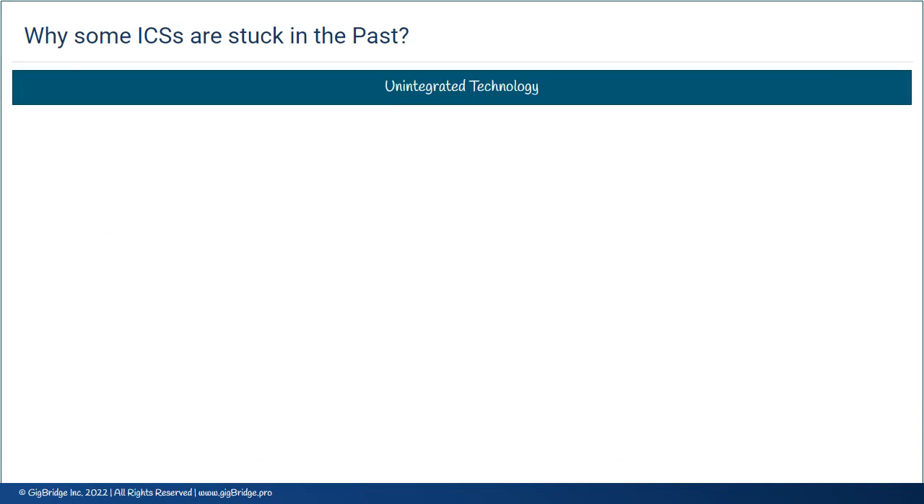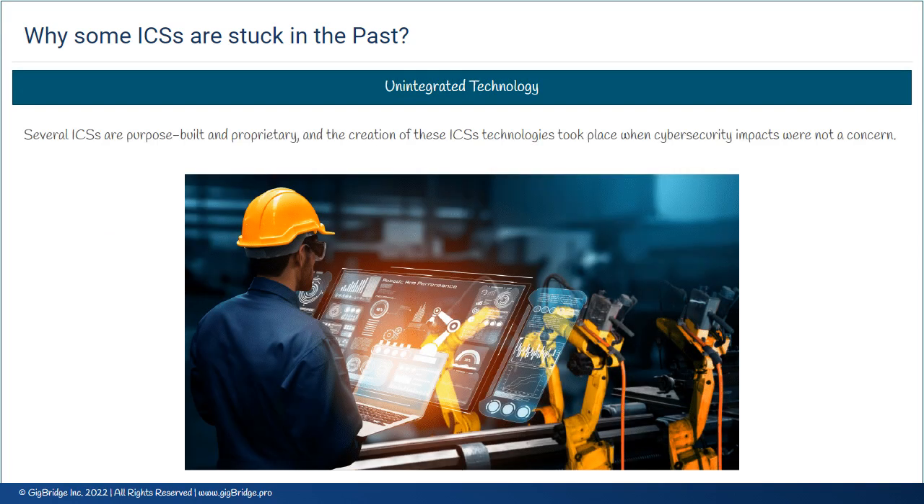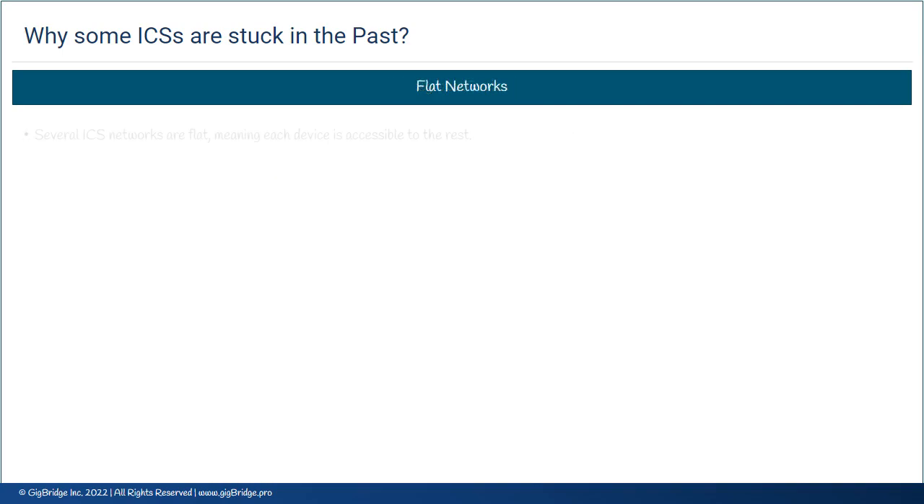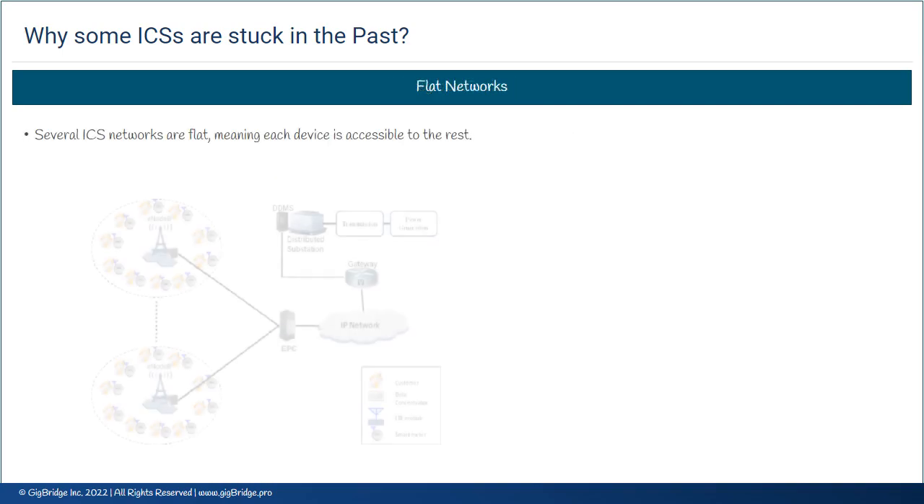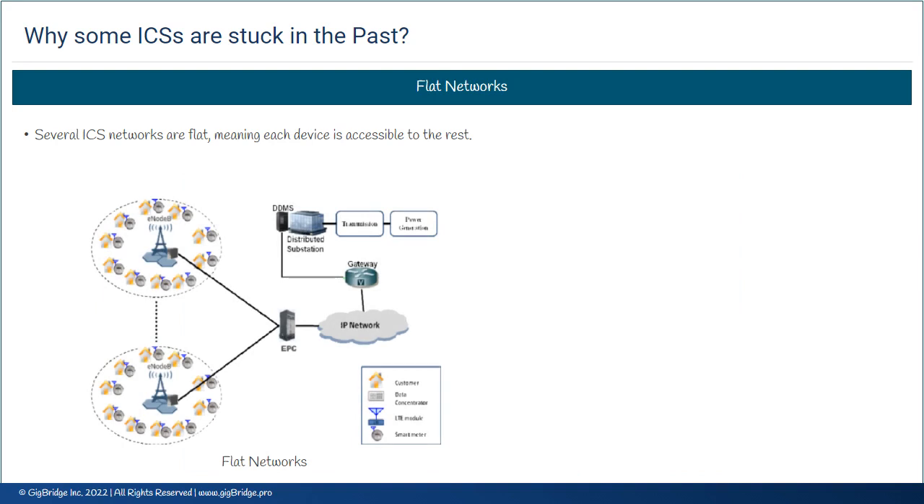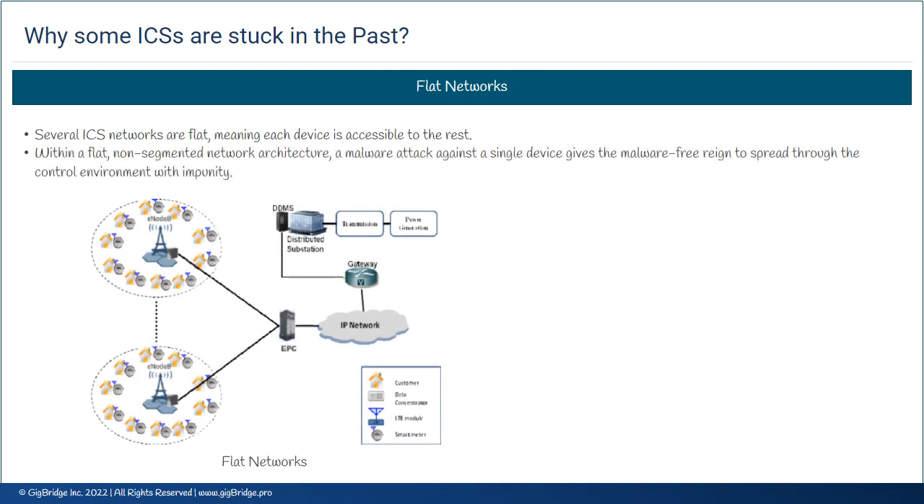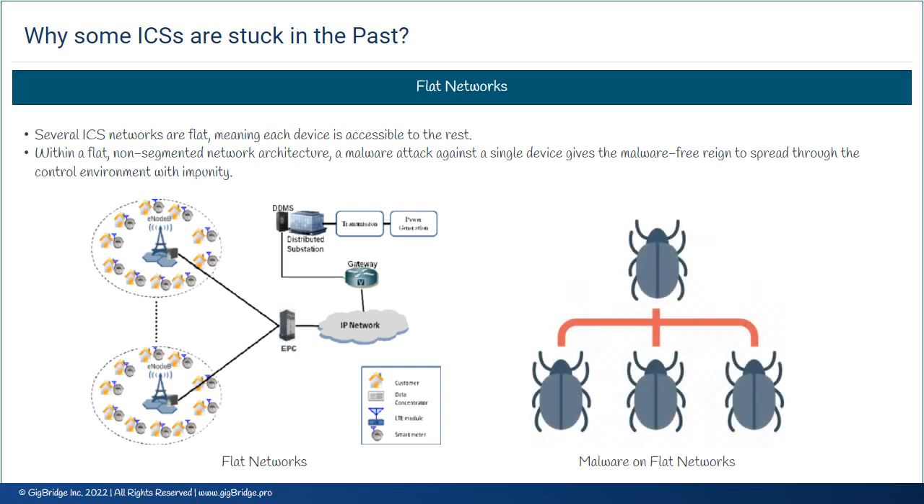Unintegrated technologies. Several ICSs are purpose-built and proprietary, and the creation of these ICSs technologies took place when cybersecurity impacts were not a concern. Flat networks. Several ICS networks are flat, meaning each device is accessible to the rest. Within a flat, non-segmented network architecture, a malware attack against a single device gives the malware free rein to spread through the control environment with impunity.